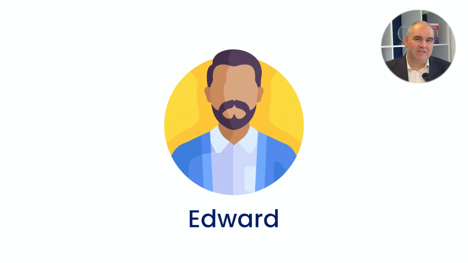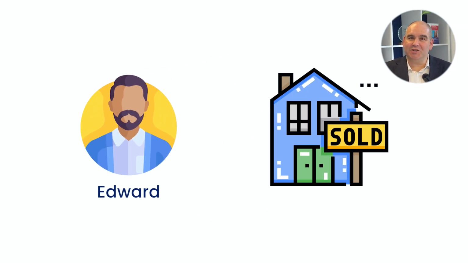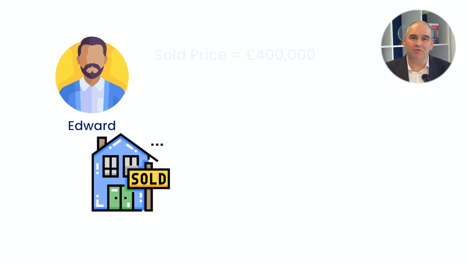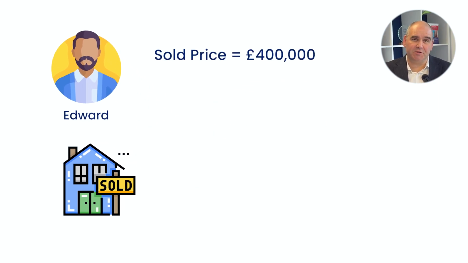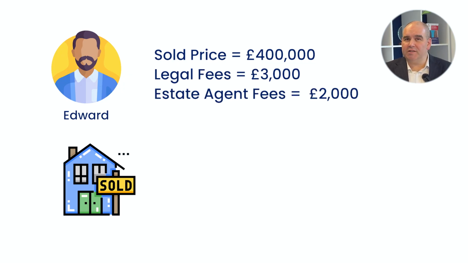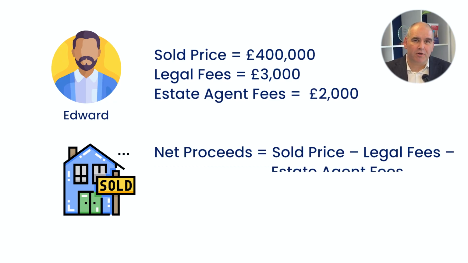For example, let's take Edward, who has recently sold his property for £400,000. These would be his proceeds. In doing so, he incurs costs of legal fees and estate agent fees. The legal fees are £3,000 and the estate agent fees are £2,000. So his net proceeds from the sale are £395,000.